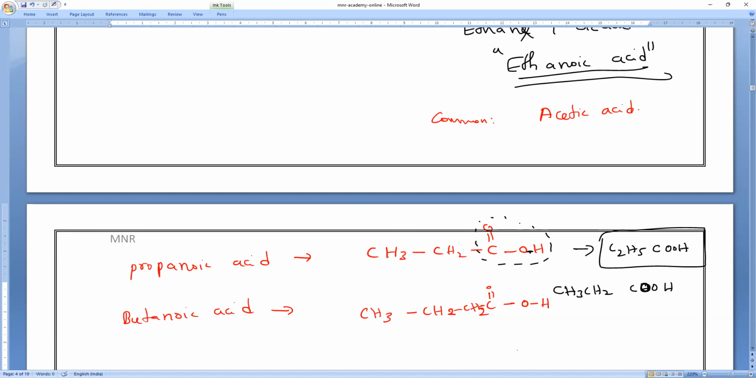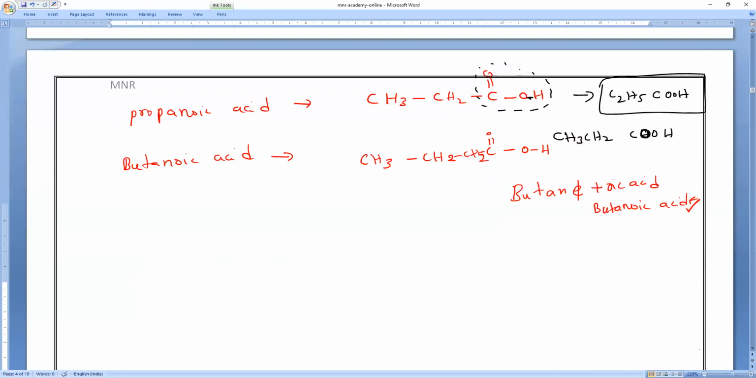So can you tell me the name of that? Everybody. Butane plus oic acid. So what is the name of it? All of you? Butanoic acid. Note it. Clear? All of you? And what is the common name? Listen, the common name is butyric acid. Don't get confused. This is the common name.